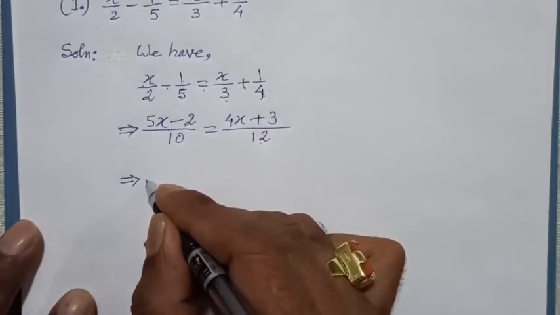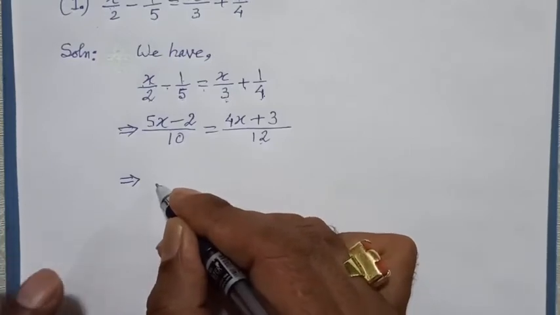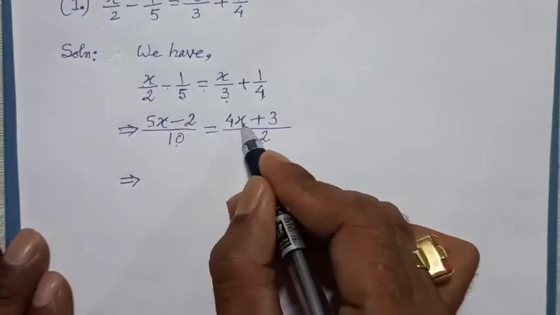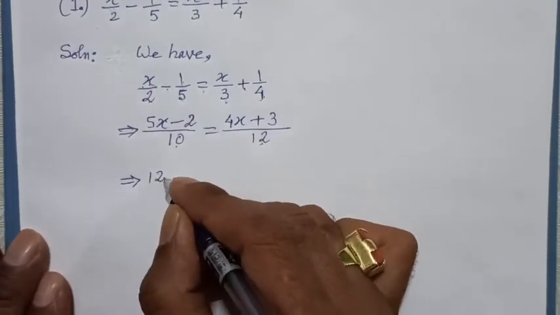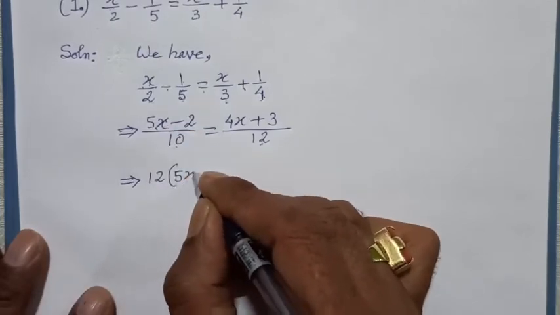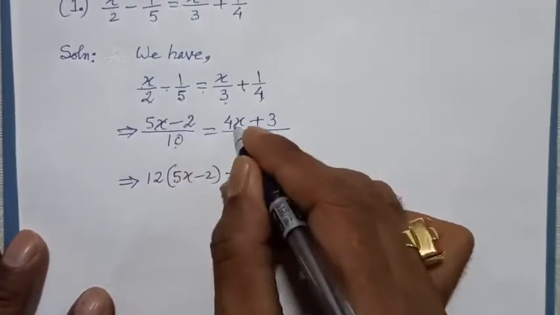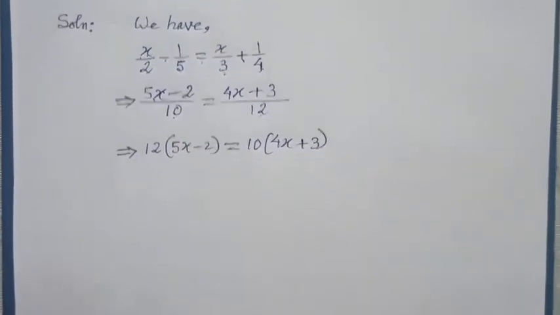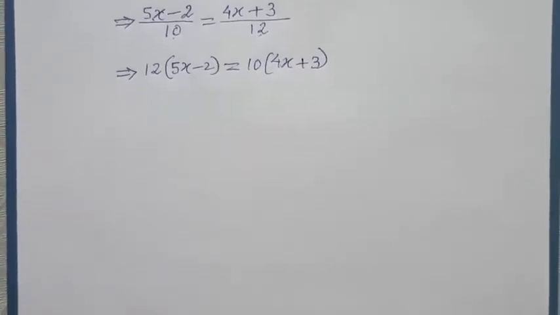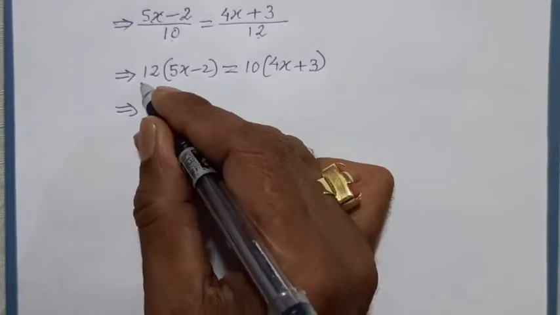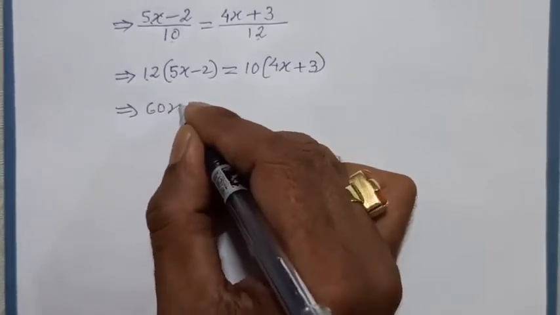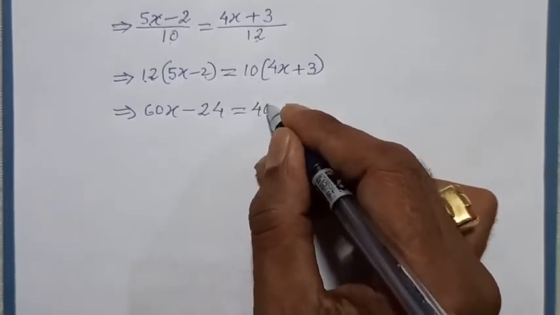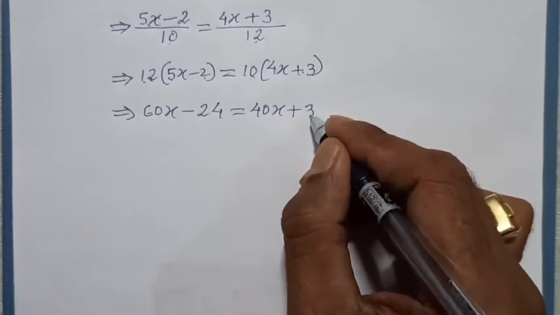Now the next steps. Now we have to use cross multiplication. This 12 will multiply this numerator and this 10 will multiply this numerator. So 12 multiplied by 5x minus 2 is equal to 10 multiplied by the numerator 4x plus 3. 12 into 5 is 60x. 12 into 2 is 24. 10 into 4x is 40x. 10 into 3 is 30.